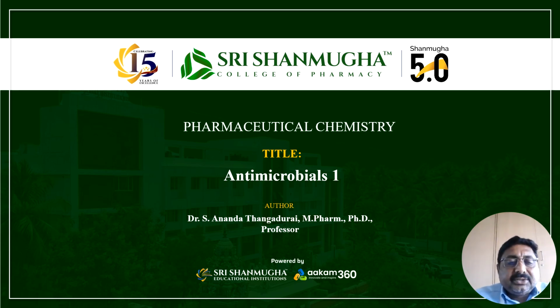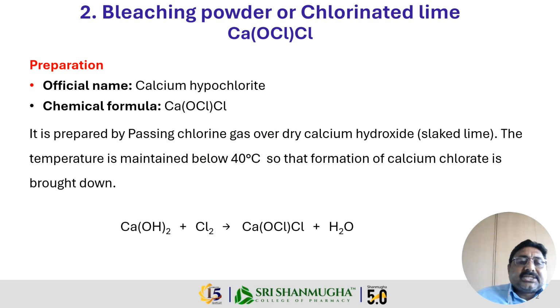Yes, dear students, please see the other compound. It is given in the antimicrobials 1 topic. The next compound is bleaching powder. This is otherwise called chlorinated lime. The official name of bleaching powder is calcium hypochlorite. The chemical formula is CaOCl2.